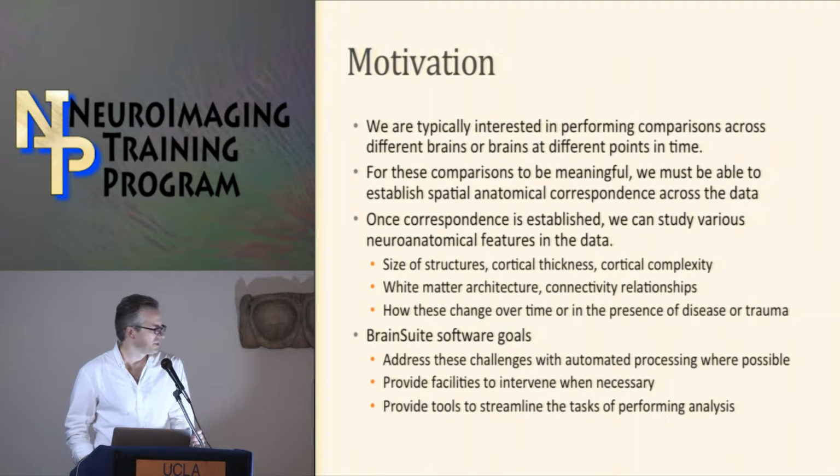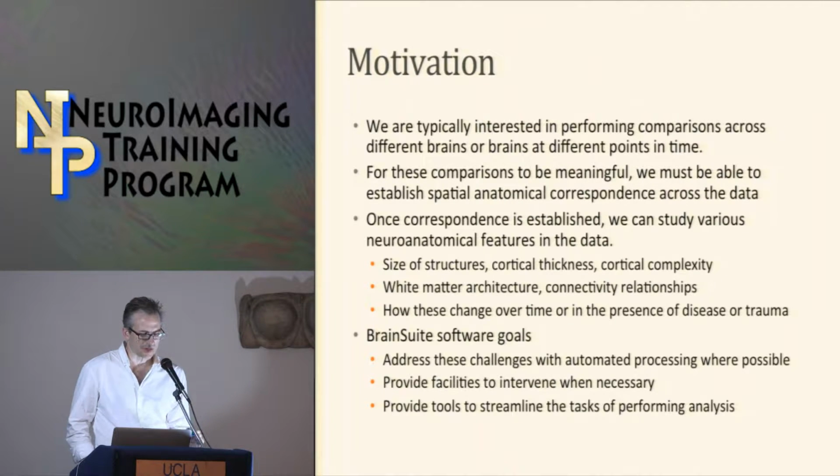So the motivation behind what we do, and I think this is fairly review for everyone who's at the advanced training program, is that we're often interested in looking at comparisons across different brains or different points in time. To do this, it's really critical that we have good spatial correspondence across the data. Once we do that, we can look at different aspects of the sizes of structures, the thickness of the cortex, complexity, or various other measures such as the white matter structure, and then look at how these change over time, or when there's some disease present, or some other aspect of the individual or group that you want to study.